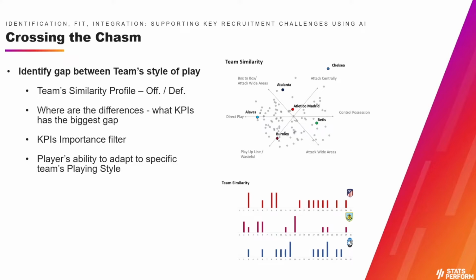But it's even more important that we also understand on which parameters these gaps are. Through this similarity profile, we can understand where the biggest gaps are. We also work with importance filters, because certain KPIs or style indicators would be more important for some teams than others. With these importance filters, we can identify exactly if this is hitting on some of the points that are important to the specific club. Once this has been identified, we can look at other players from similar clubs moving to the same league and see how they've successfully done this transfer, in order to identify the risk level and the level of adaptation.